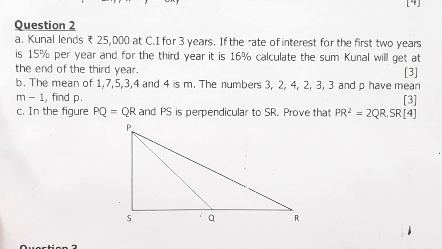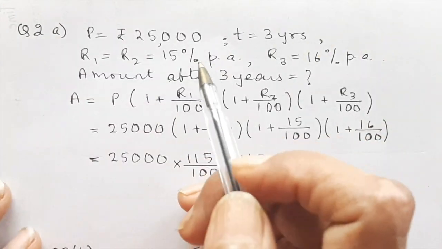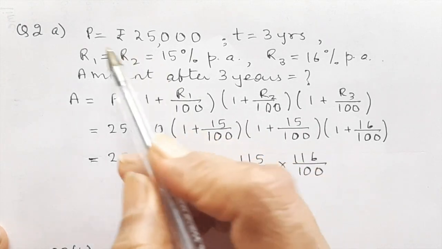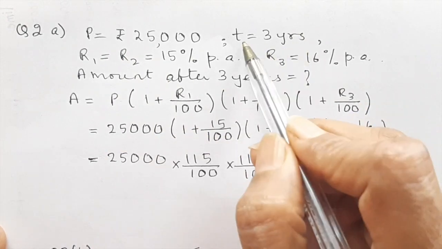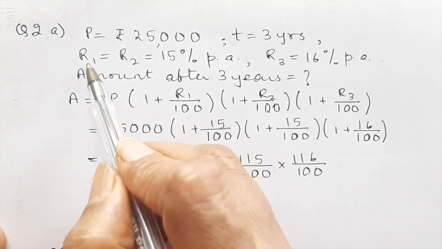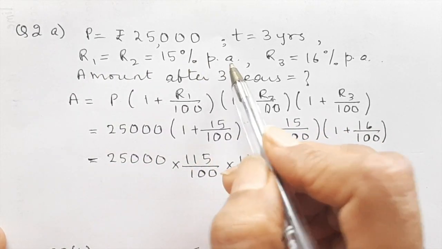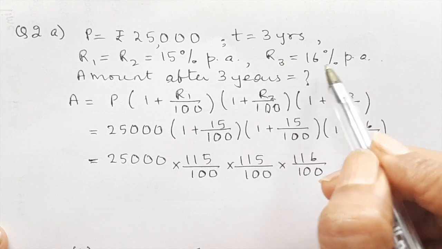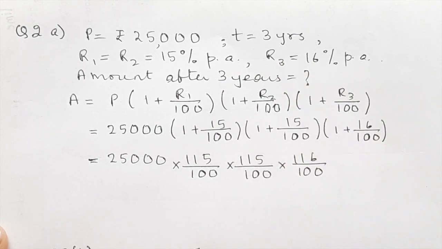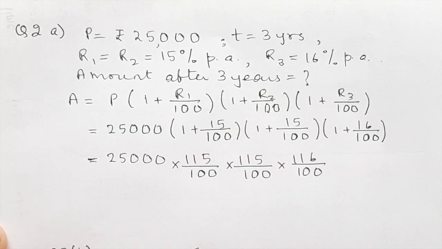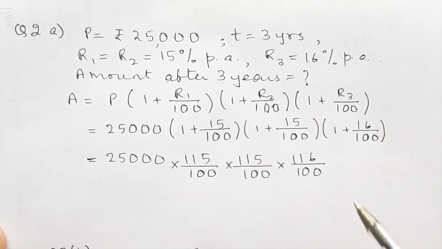So first thing we have to do is to write the data in our solution. So Kunal is lending rupees 25,000, so that becomes the principal. For 3 years, so time is 3 years, and the rate for first 2 years, that is R1 and R2, are 15% per annum, and R3 is 16% per annum, that is the rate for the third year. Now how much does he get after 3 years? So that is amount after 3 years is question mark. This is what we have to find.